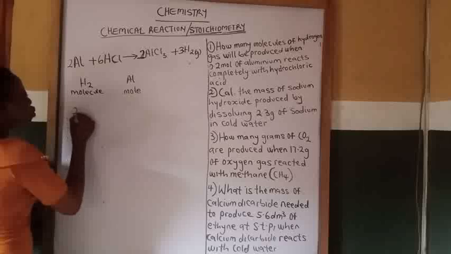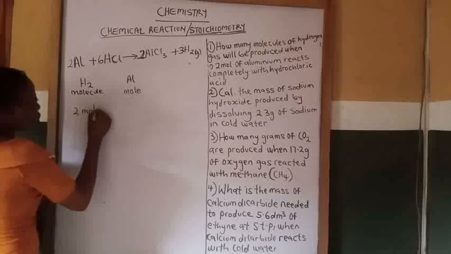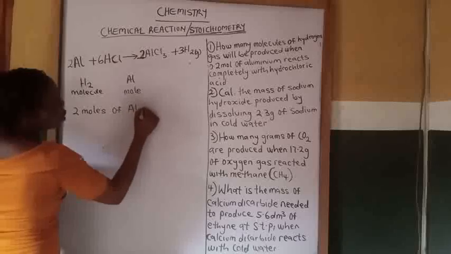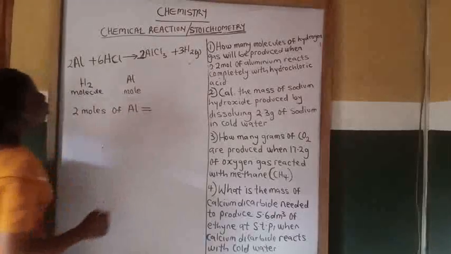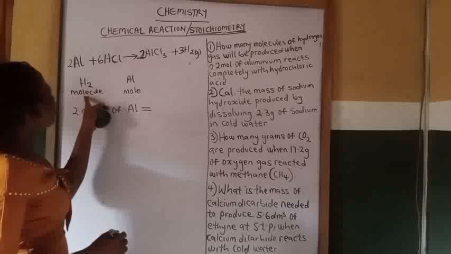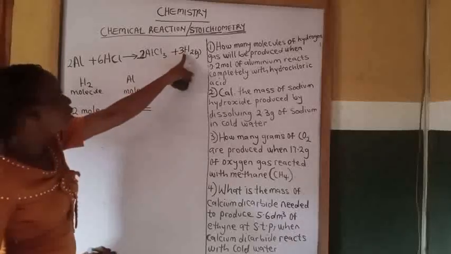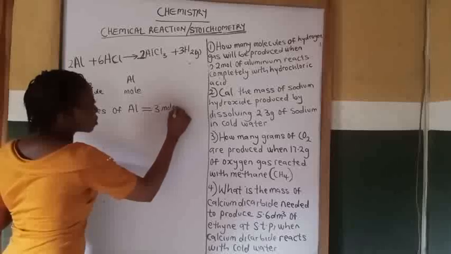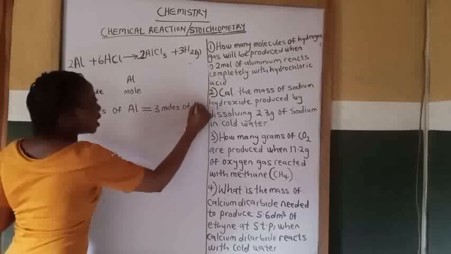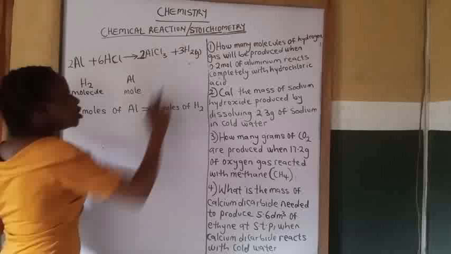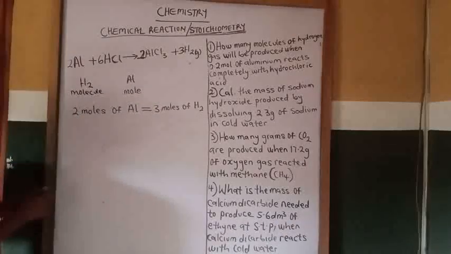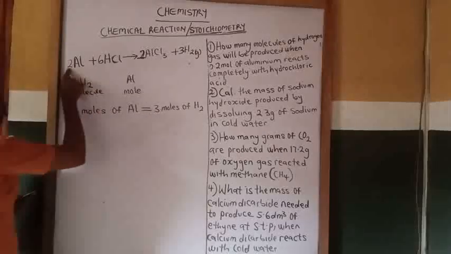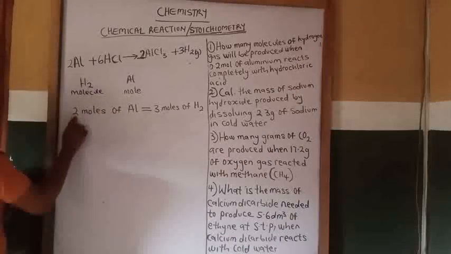So therefore, we say 2 moles of aluminium produced how many molecules of hydrogen gas? 3 molecules of hydrogen gas, according to our equation. The coefficient is the number of moles. The coefficient of aluminium here is 2.